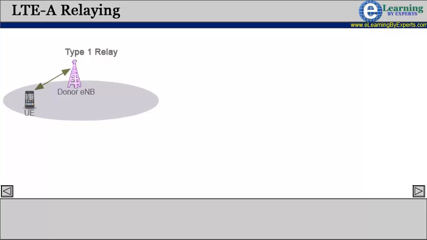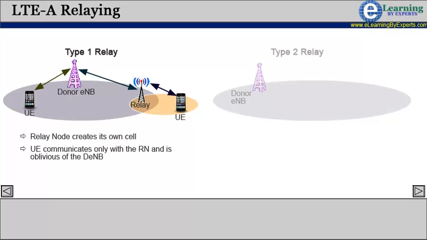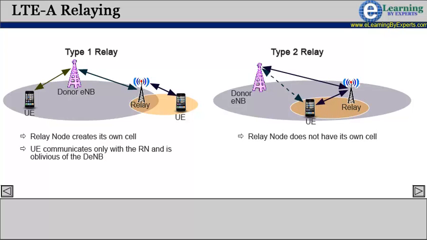A Type 1 relay node, RN, creates its own cell, that is, it transmits its own cell ID and own synchronization and reference signals. The UE communicates only with the RN and is oblivious of the donor eNB. So, from a UE perspective this Type 1 RN looks like a conventional eNodeB and cannot be distinguished from it.